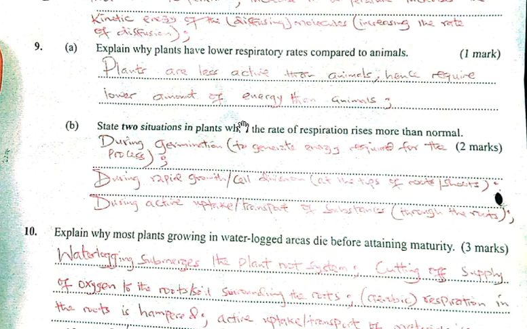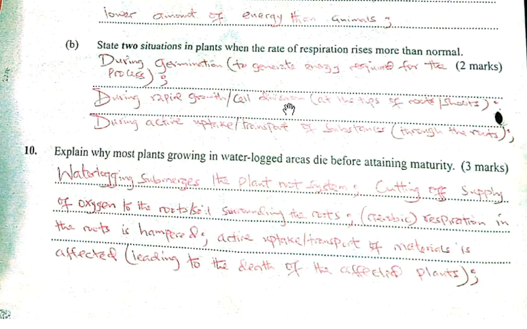Part B. State 2 situations in plants when the rate of respiration rises more than normal. That is during germination, and that is to generate energy required for the process of germination. Then during rapid growth or cell division, which occurs at the tips of the shoots and roots. Then also during active uptake of substances through the roots.